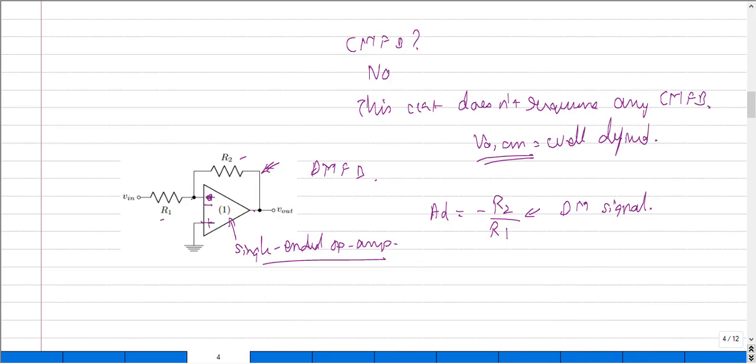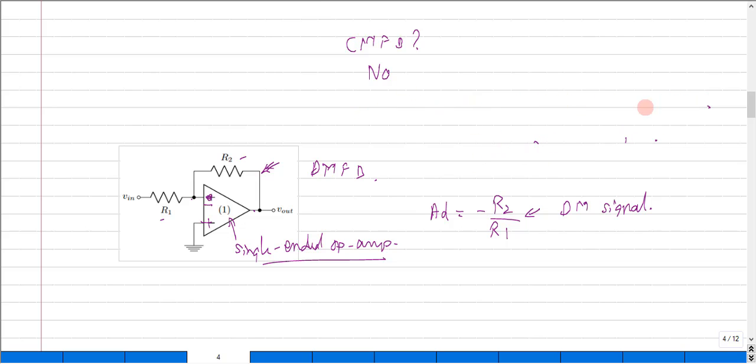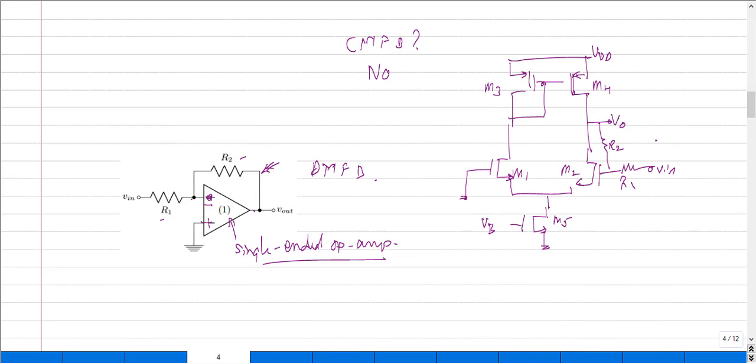Now let me try to make things clear. I'll try to replace this single-ended op-amp symbol with the actual circuit built using our MOS transistors. Now that I have replicated this structure with the actual circuit built using MOS transistors, I have connected all these feedback networks to this circuit.